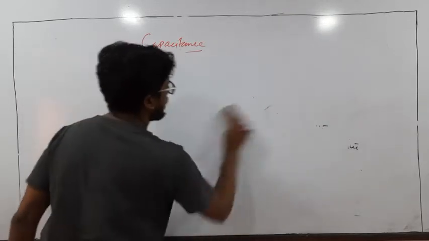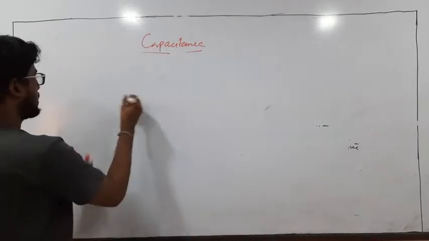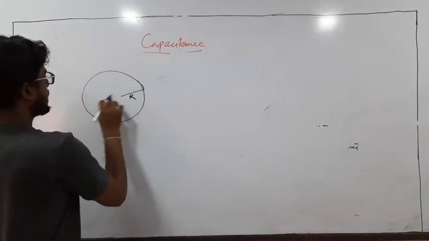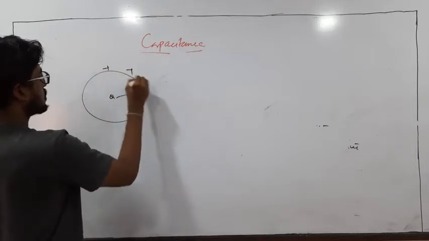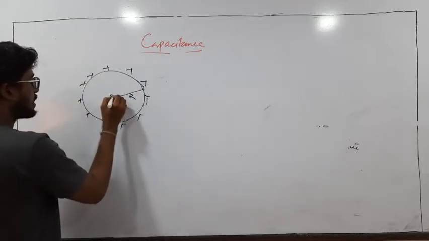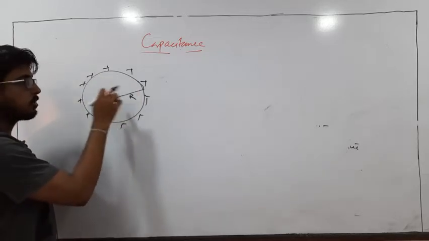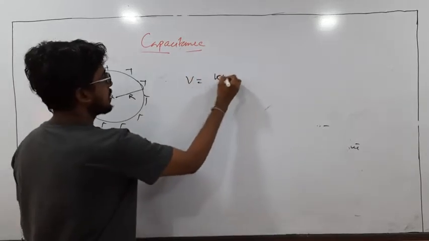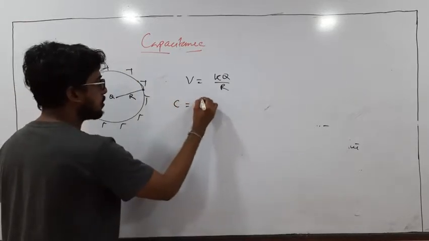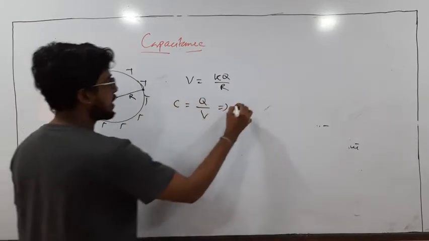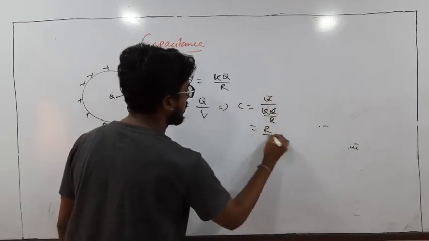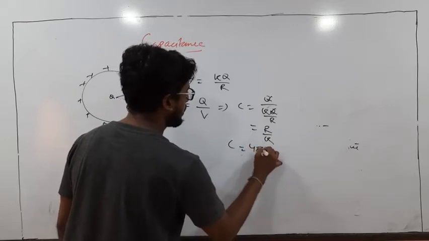So we already know that if there is a conductor of radius r which has charge q, and as all the charge resides on the surface of the conductor, we can assume that the total charge is concentrated at the center of the conductor. So what is the potential? kq by r on the surface. So what is the capacitance? C will be equal to how much? Q by V. So from this we can write C equal to Q divided by kq by r, or this can be written as r by k, or C equal to 4 pi epsilon naught r.